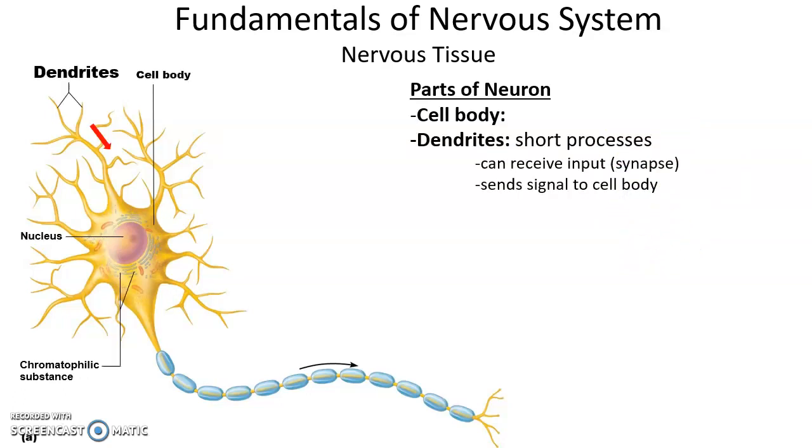The second big portion of neurons are the dendrites. Dendrites are short processes that come off of the cell body. The dendrites are receptive ends. They receive input from synapses. That input can be an electric charge that travels along the cell membrane of dendrites, usually heading to the cell body.